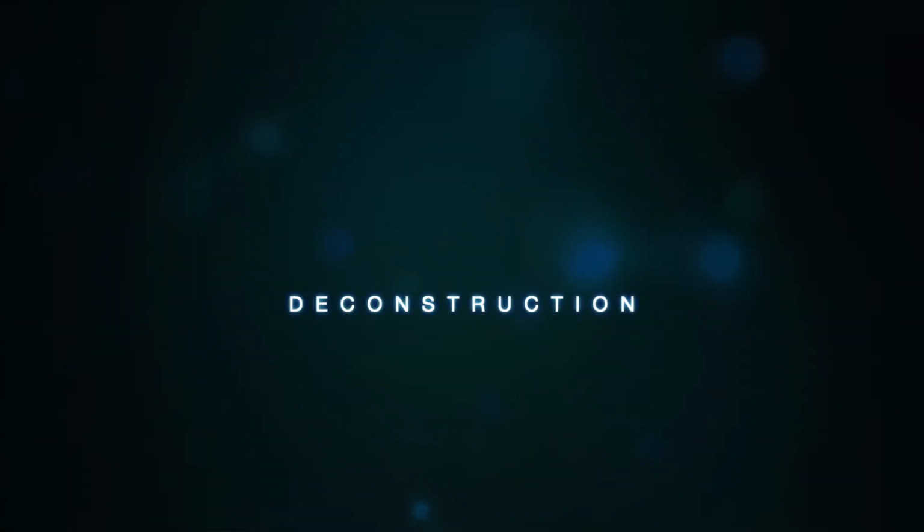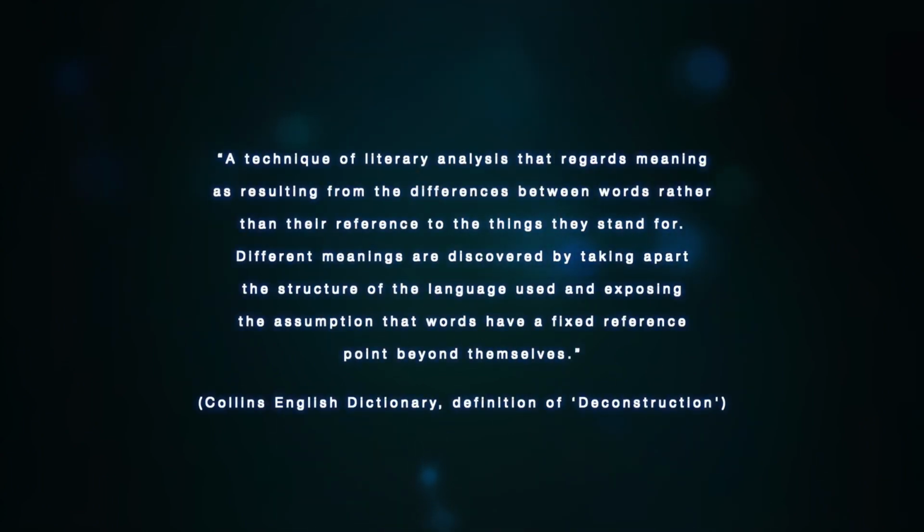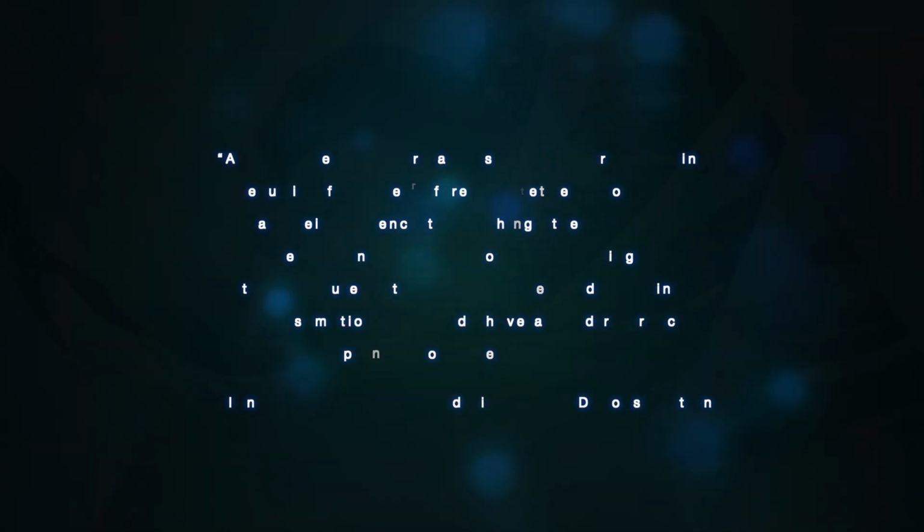What is deconstruction? In the Collins English Dictionary, the word deconstruction is explained as follows. A technique of literary analysis that regards meaning as resulting from the differences between words rather than their reference to the things they stand for. Different meanings are discovered by taking apart the structure of the language used and exposing the assumption that words have a fixed reference point beyond themselves.